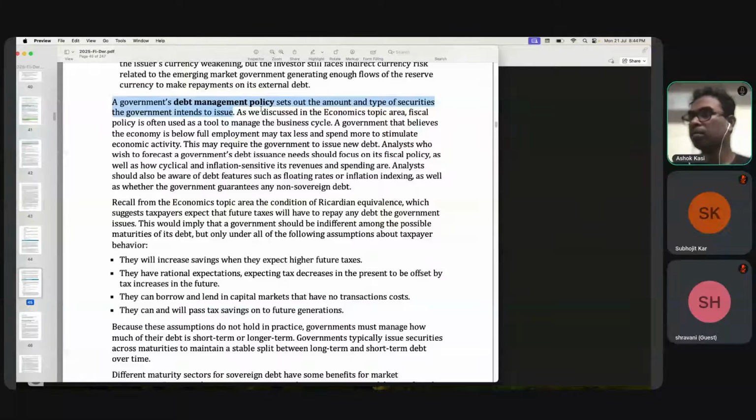Like a company cannot keep on borrowing, not a company, a government cannot keep on borrowing. Like in India, we have one policy, FRBM. I don't remember the long form, but it discourages the government from borrowing recklessly.